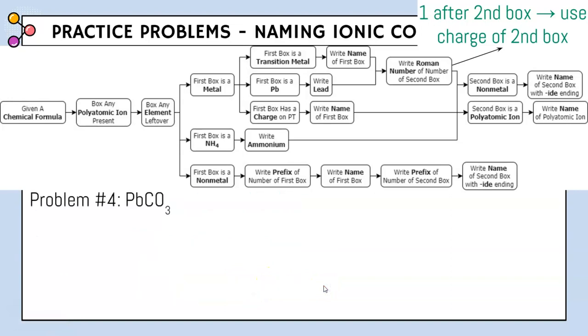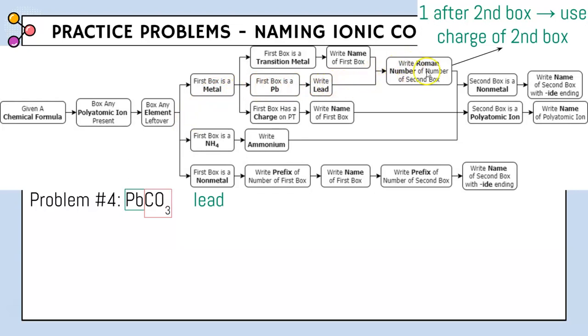So moving on to number 4, we have a chemical formula. So we're going to start the given chemical formula. Box any polyatomic ions present. Well, we have 3 different types of elements, so we know we're going to have a polyatomic ion. So looking at our list, we're going to see CO3 is a polyatomic ion. Box any elements left over. Well, we have Pb left over. Pb is a metal, and Pb is lead, so we're going to write lead.